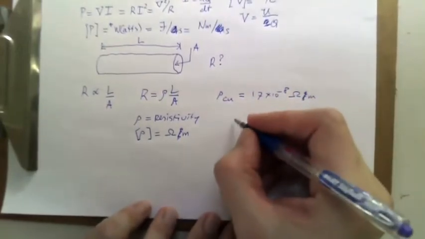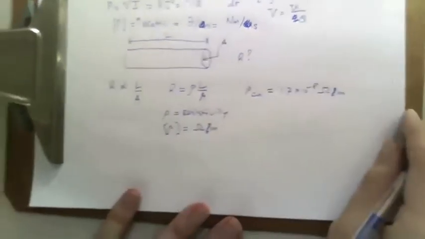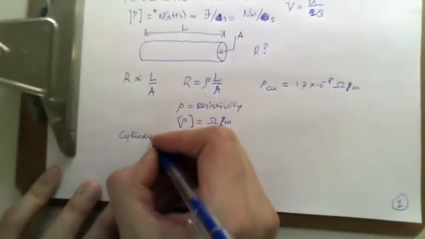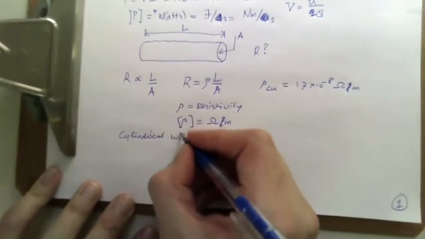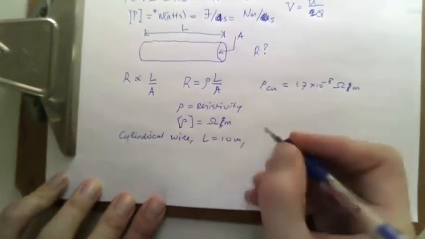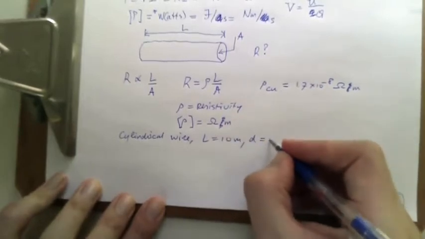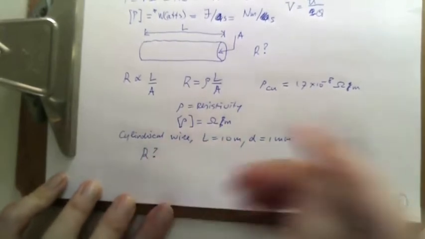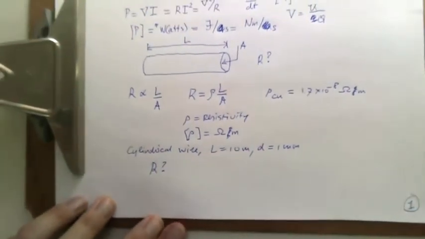So let's take an example. Let's say a cylindrical wire, length, let's call it 10 meters, and let's take a diameter of 1 millimeter. What is R? And I'll let you work on that a little bit.